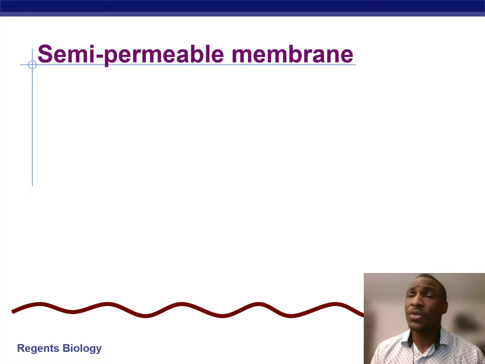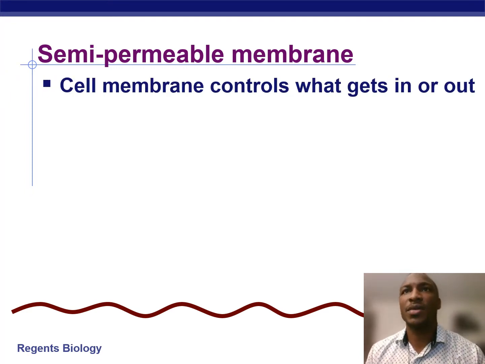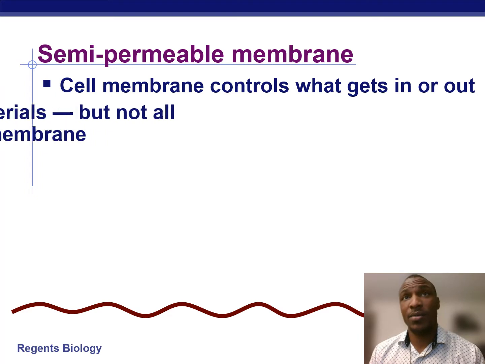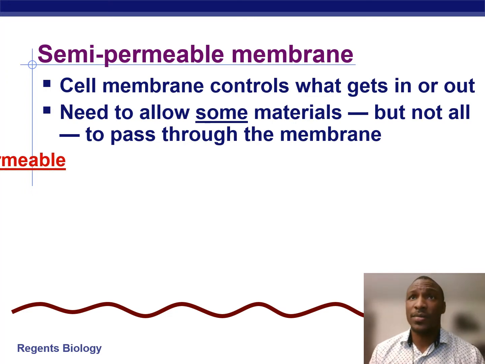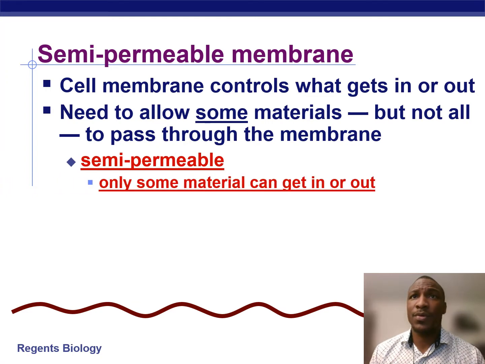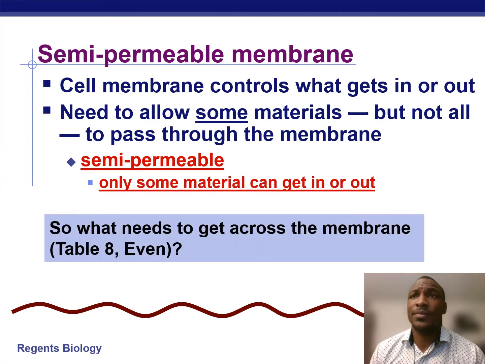So it's also called semi-permeable. What do you think semi means? Semi means some. Permeable means pass. So some things can pass the cell membrane. So the cell membrane controls what gets in and gets out. It needs to allow some materials in because without things like food coming in, cells will die. So it needs some things to actually be able to get into the cell, but not all. So semi-permeable, only some items can get through.